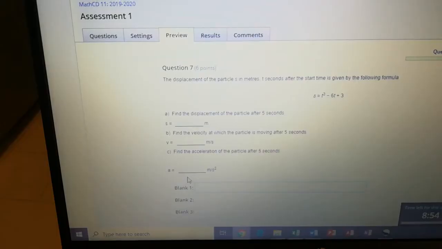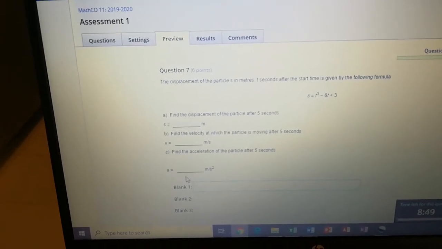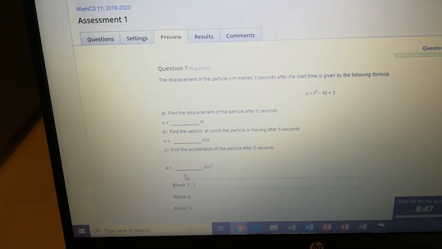Okay, on to question 7. We are still looking at the displacement of a particle. Here is my formula for the displacement after t seconds.